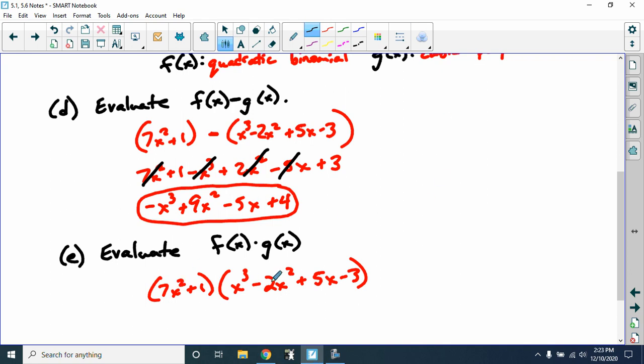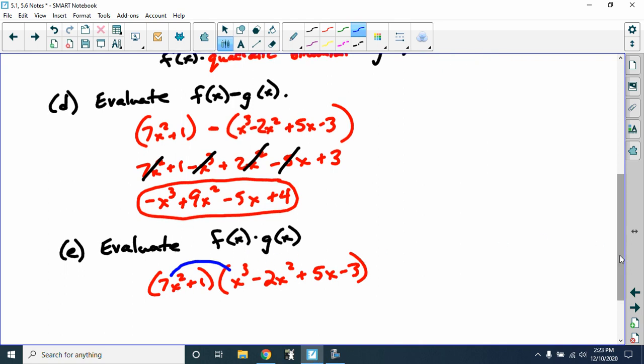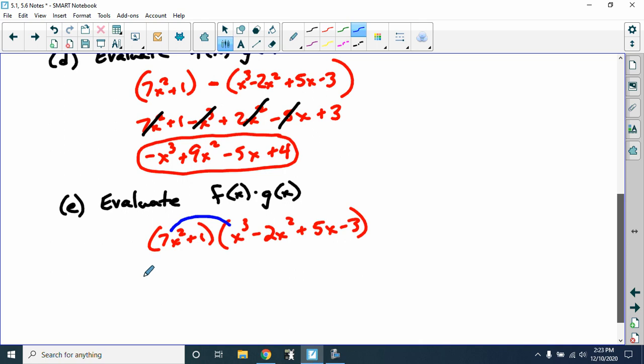When this was a binomial times a binomial, that's when you learned how to FOIL. First, outside, inside, last. We kind of do this the same way, but it's a little bigger than the normal FOIL. So what you're going to do is take the first term and multiply it by each of these terms. So 7x squared times x cubed. So I've got 7. X squared times x cubed, when you multiply, you add the exponents, 2 plus 3. So that gives me 7x to the 5th.